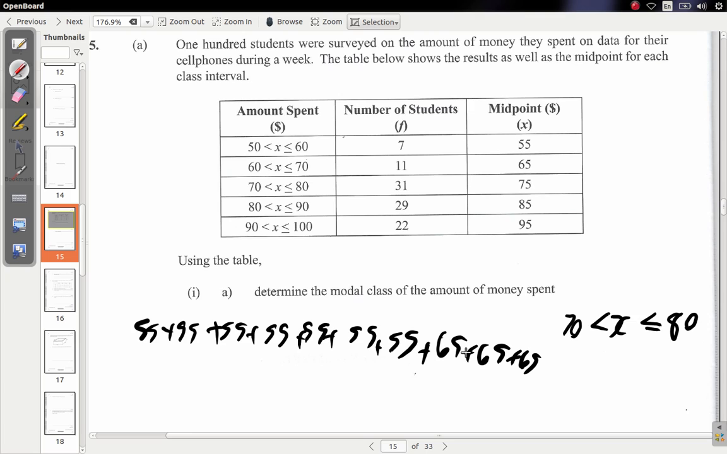So before the table, make a total of 100, because they said 100 students. You just put things together and make the table. So when you take the midpoint, 7 of them have the midpoint $55. You see? You have 11 of them falling at the $65 midpoint and so on and so forth.